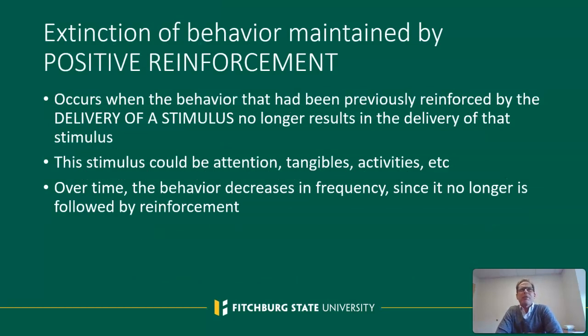So extinction of behavior that's maintained by positive reinforcement occurs when the behavior that had been previously reinforced by the delivery of a stimulus no longer results in the delivery of that stimulus. And that stimulus could be attention, it could be a tangible, it could be an activity, basically anything that gets delivered or added to the environment following the behavior. If we stop adding that to the environment following the behavior, we're attempting an extinction procedure. Over time, the behavior decreases in frequency since it is no longer followed by reinforcement.